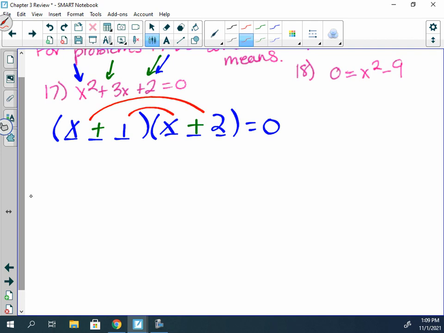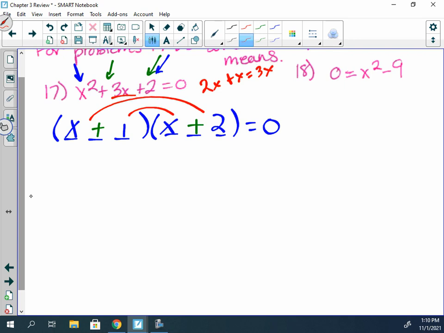Now we can check this just to make sure we do have it set up in the correct way. x times 2 is 2x. 1 times x is plus x, which gives us 3x, which is the middle term that we wanted. So we know that this is set up in the correct way.